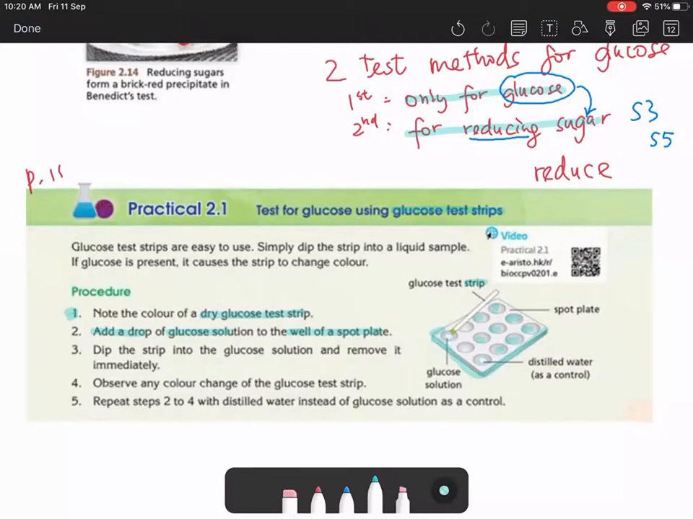Next, dip the strip into the solution, and then remove it immediately. Then observe the color change. Of course, we have to do the control setup. The control setup is to replace glucose with distilled water. Now I'll show you what they are.